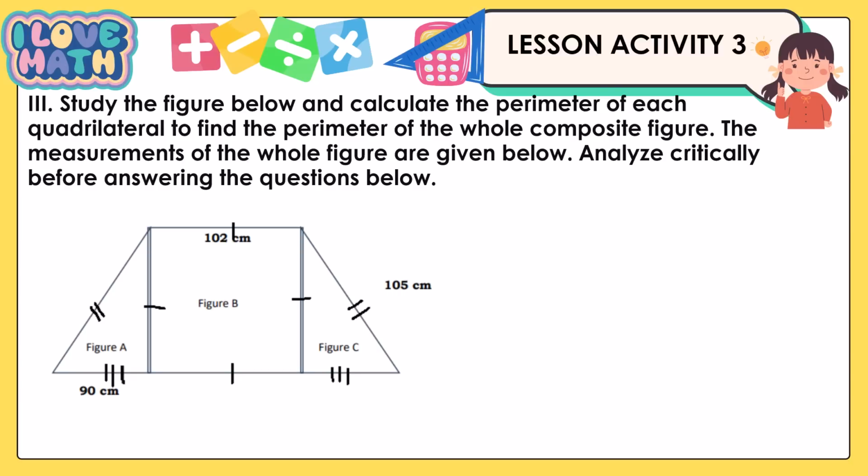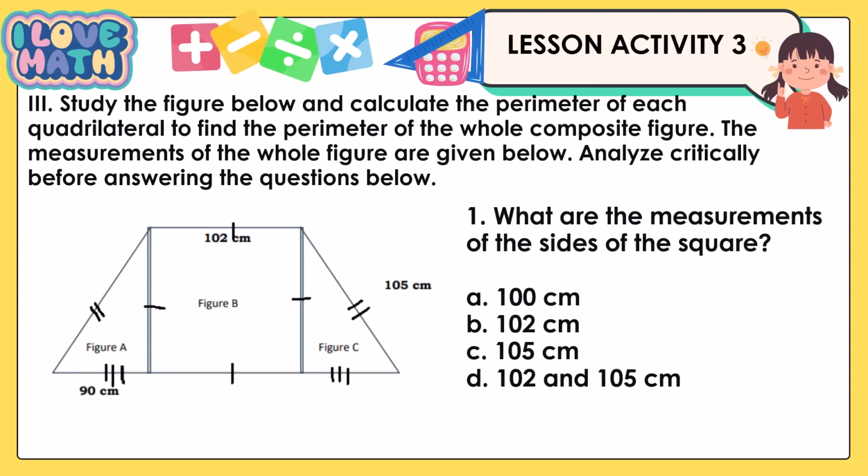Part 3. Study the figure below and calculate the perimeter of each quadrilateral to find the perimeter of the whole composite figure. The measurements of the whole figure are given below. Analyze critically before answering the questions below.